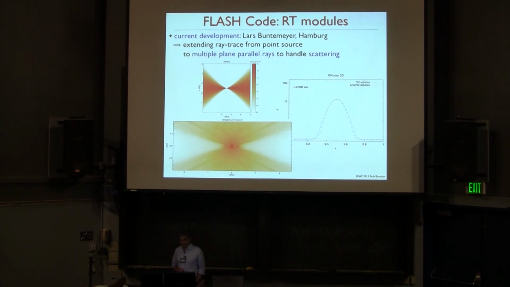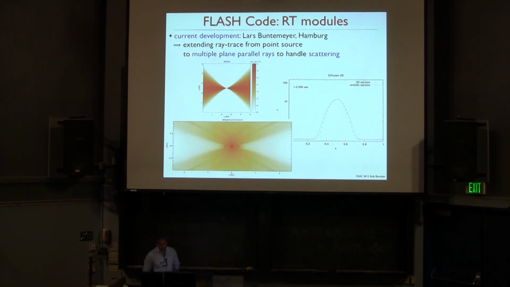Yeah, and there's a continuous development by Lars Buntemeyer, PhD student in my group, essentially trying to extend this ray tracing approach where we have seen, so you do a ray trace essentially from a point source to any point in the grid, to extend this to use essentially parallel rays and use them with many different angles, so you can handle scattering events as well. And we are testing this right now, whether this is a viable approach or whether it is too time-consuming.